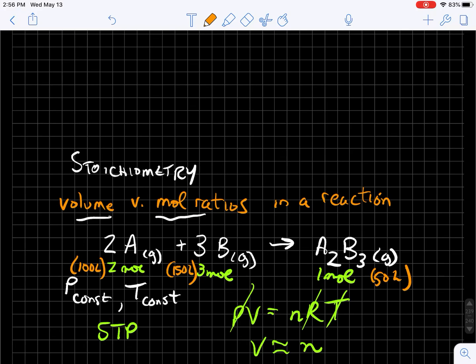So one of the shortcuts that you can make in these stoichiometry problems is if they run it at STP, for instance, and you have 1 liter or 2 liters of chemical A, you can very quickly surmise that you need 3 liters of chemical B and that you're producing 1 liter of product. The mole ratios and the volume ratios are equivalent to each other.